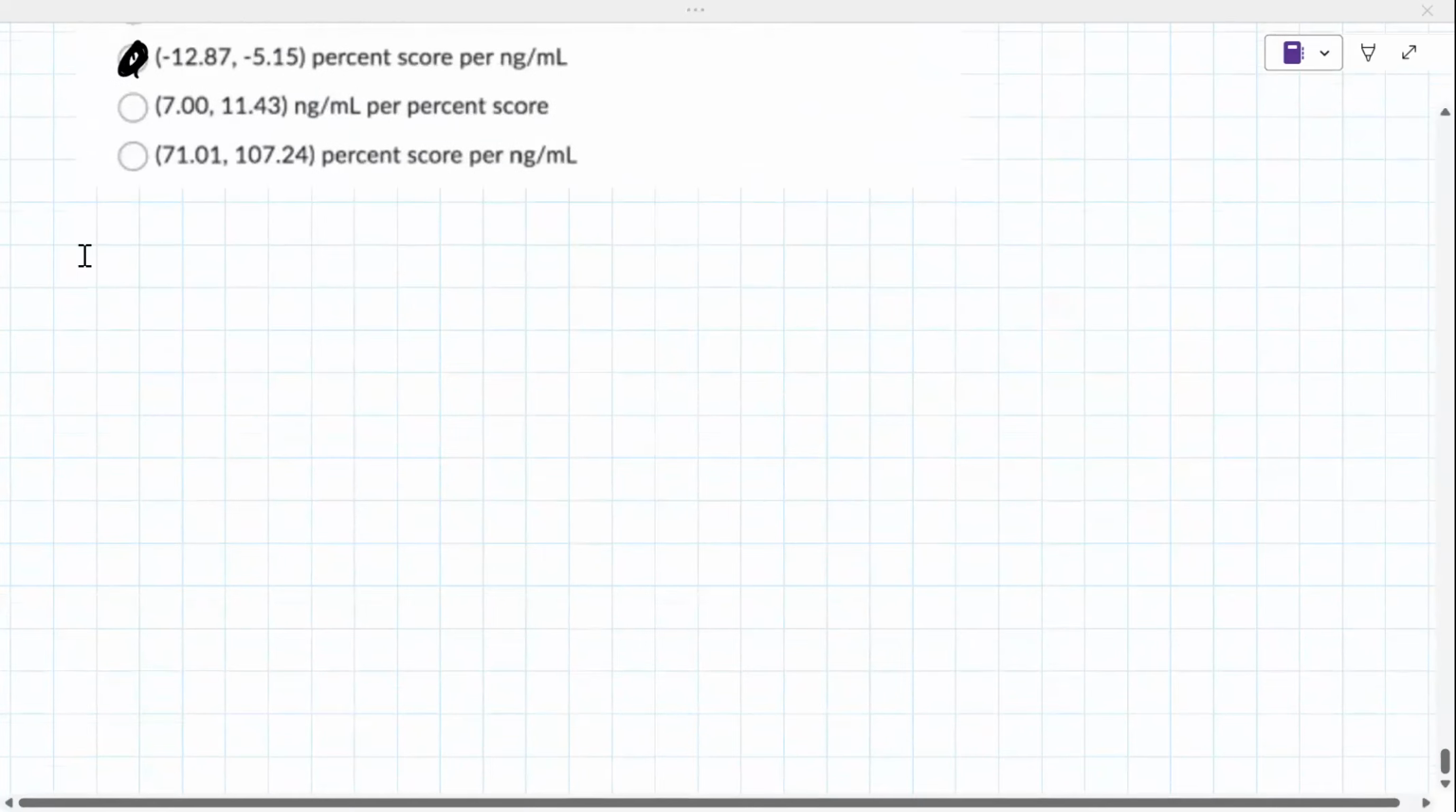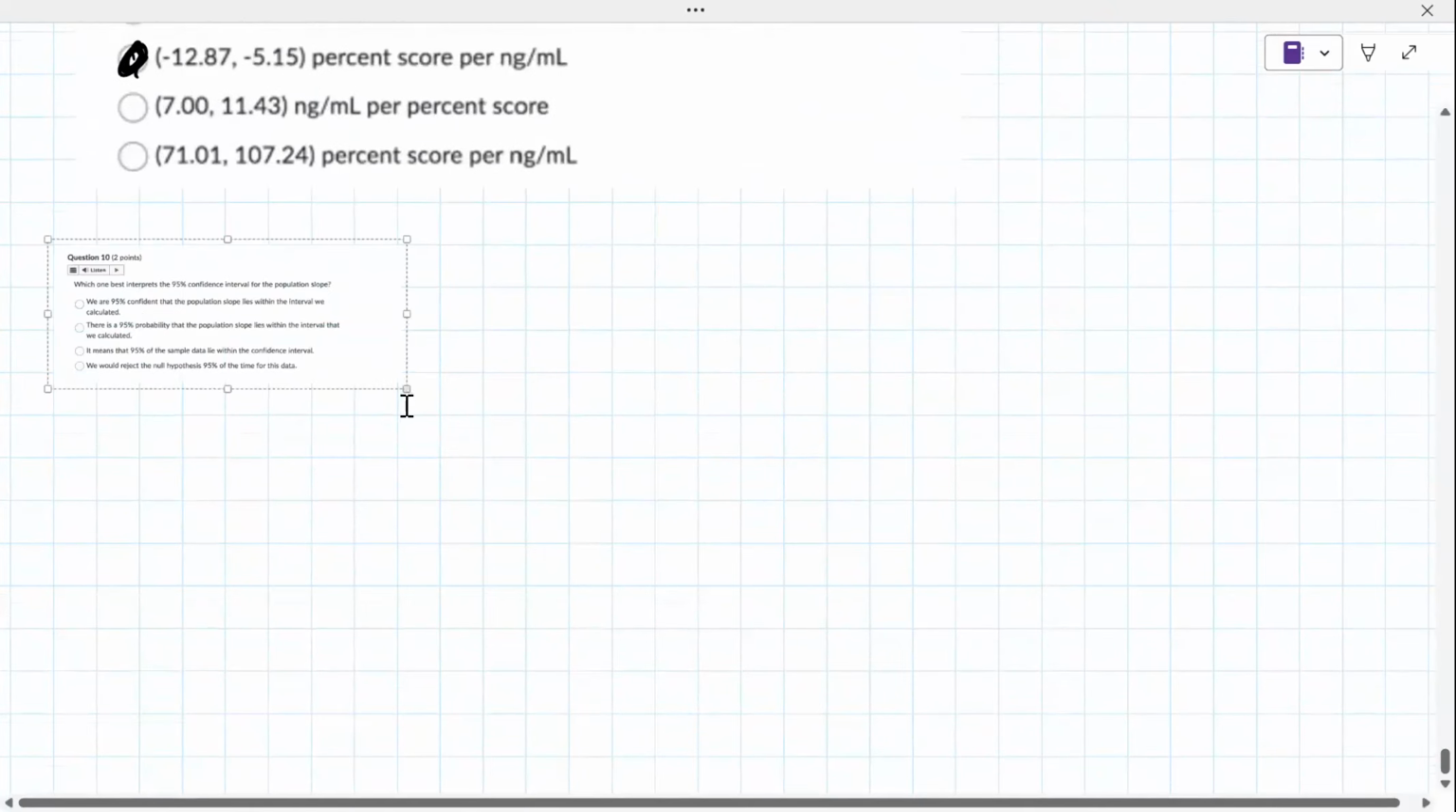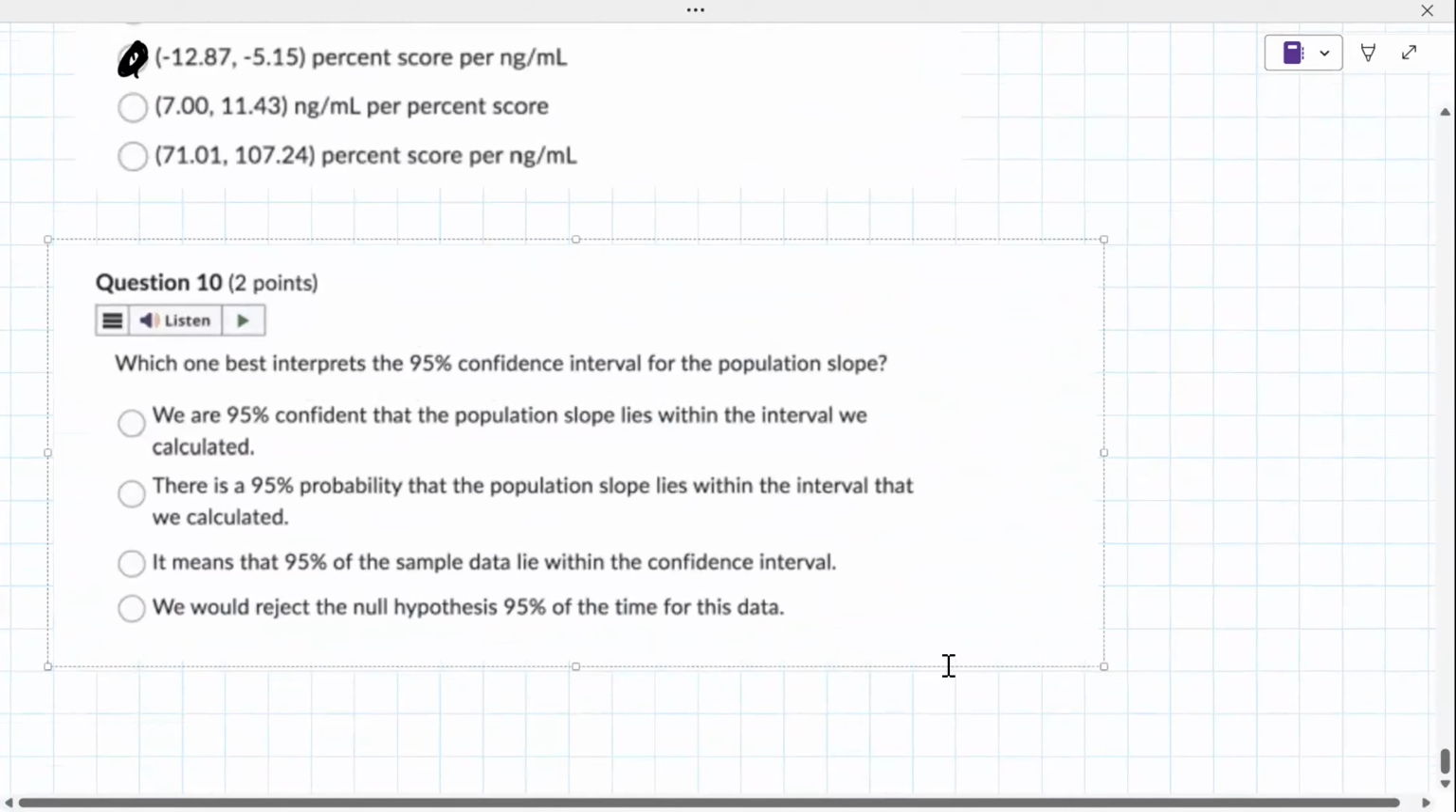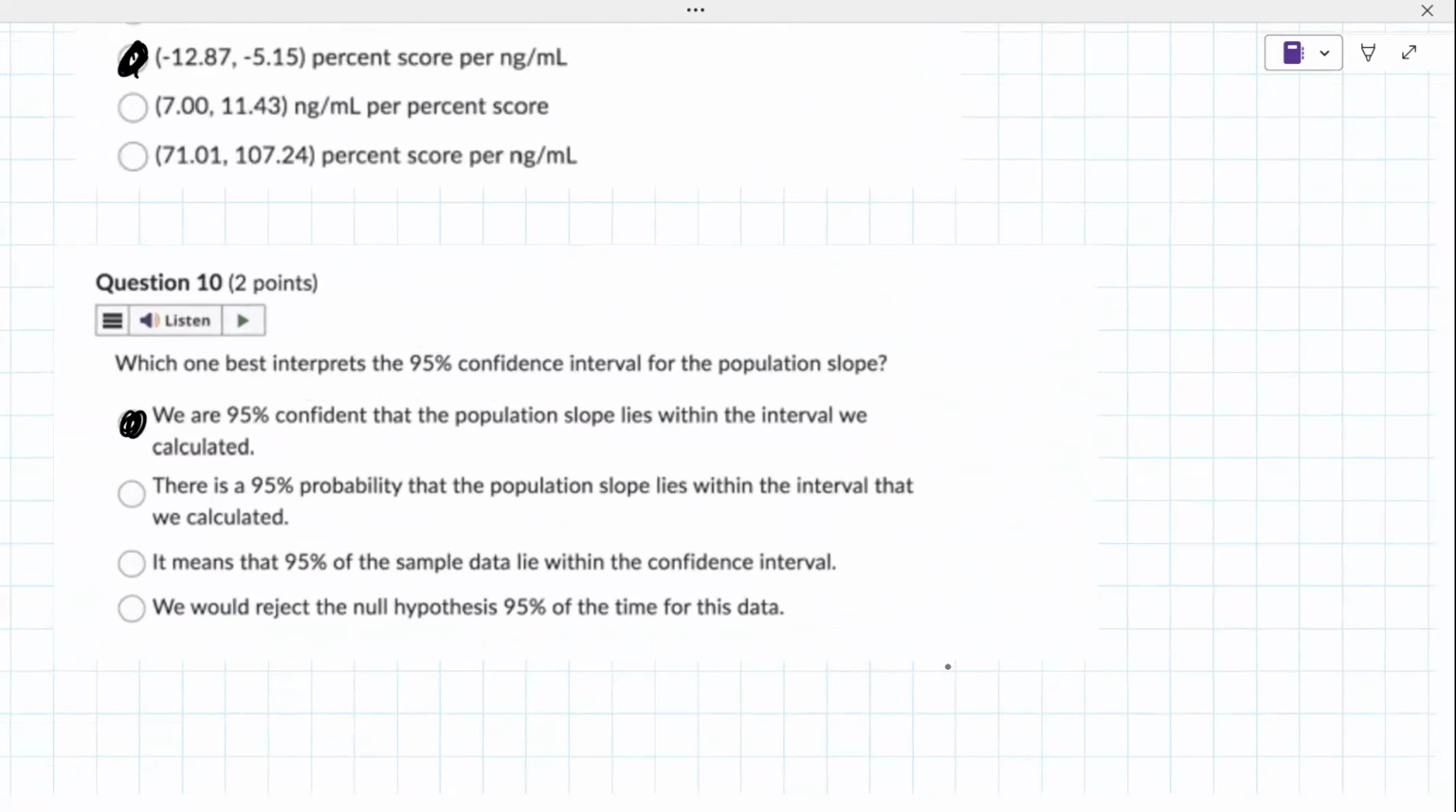And then finally for question 10 here, it's always we are, which is the first one there. Okay, let's see what we are.